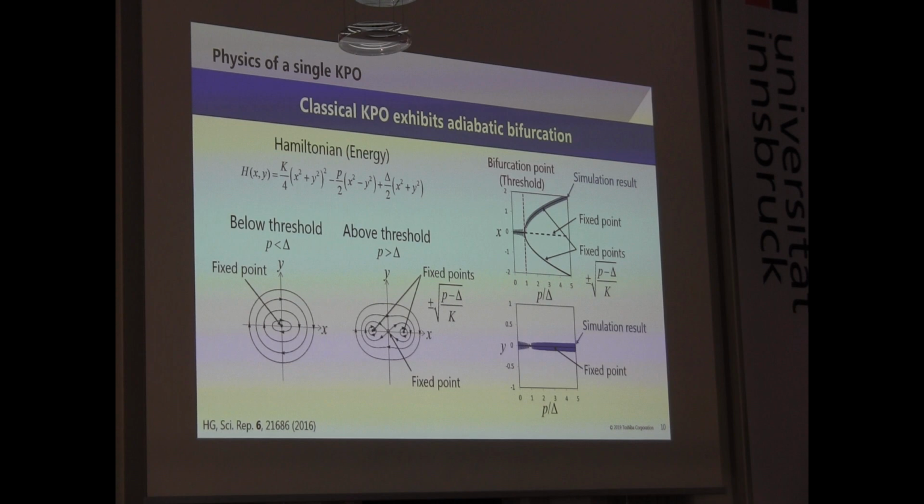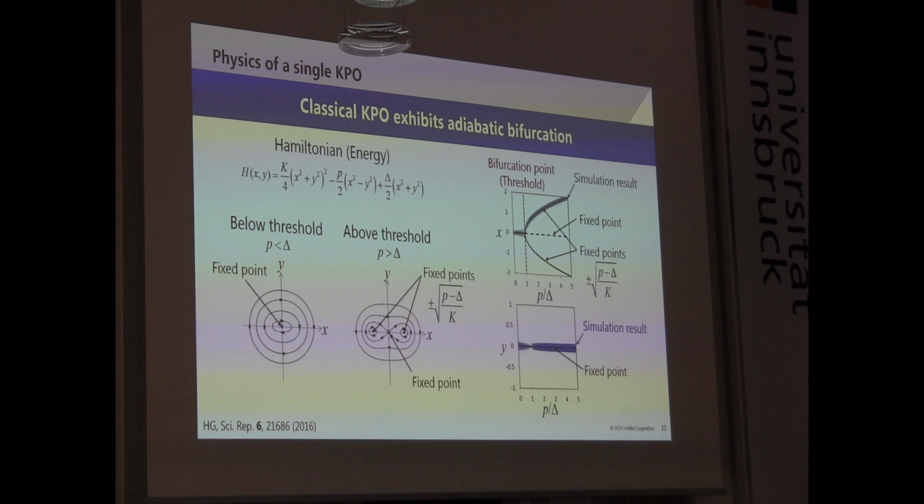And when the parametric pumping rate P is smaller than the detuning delta, the Hamiltonian has only a single local minimum at the origin. This is also the fixed point. The fixed point is a point at which all the time derivatives of variables are equal to zero. And when the pump rate is larger than the detuning, then the Hamiltonian has two local minima and three fixed points. This is depicted by these light figures, by the black lines. So the fixed point bifurcates at P equals delta.